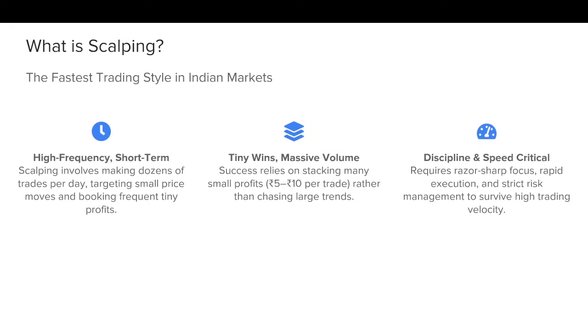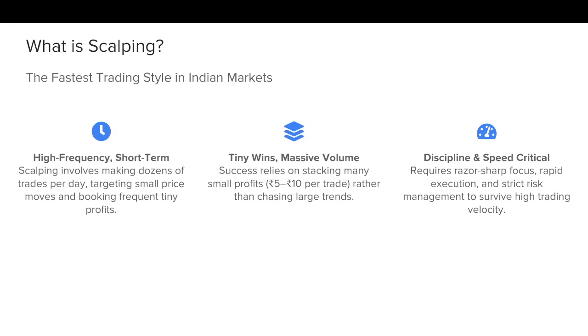Now, what is scalping? It is high frequency, short term. Scalping involves making dozens of trades per day, targeting small price moves and booking frequent tiny profits. So if you are a scalper, you are actually trading at least 10 trades a day, if not more. It could be 20, could be 30, could be 50. So your wins are basically tiny, but your volumes are massive.